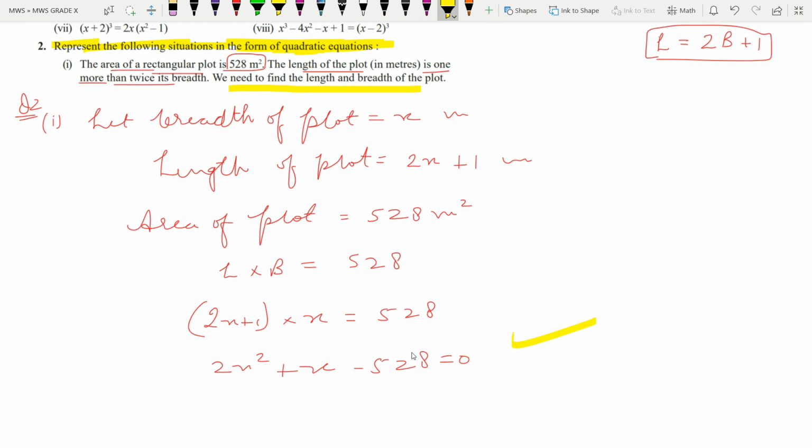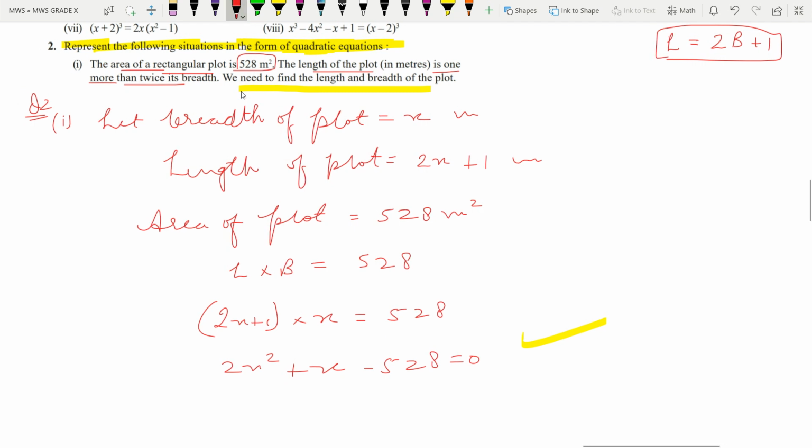If you do want to find it, as I also explained in the live class, if a question comes like this in the exam that you have to find the length and breadth, then which method do you use here? Splitting the middle term. The rest of the new methods I'll be telling you in the chapter later on.